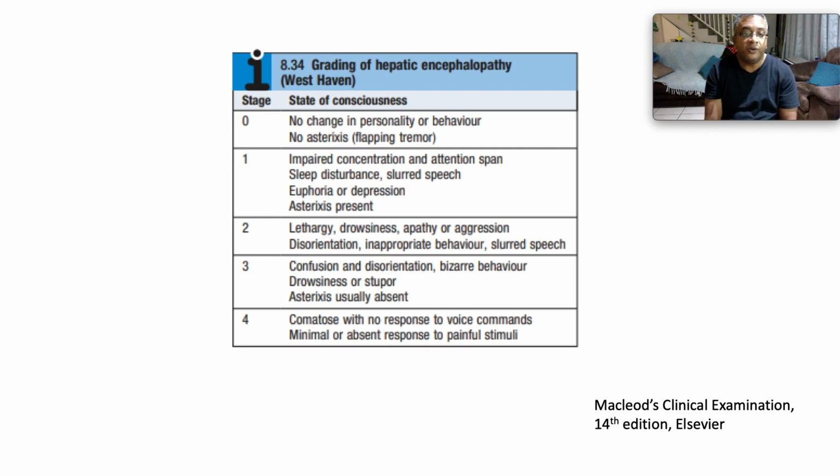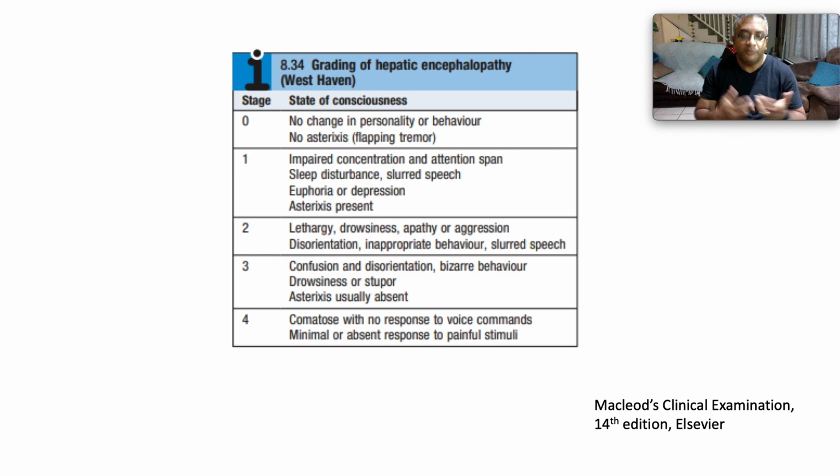Alright, so the 0, 1, 2, 3, and 4. So in 0, there's no change in personality or behavior and there's no asterixis. Right, but in stage 1, there's impaired concentration and attention span. Patient has sleep disturbance, slurred speech, euphoria, or depression. Asterixis is present in stage 1.